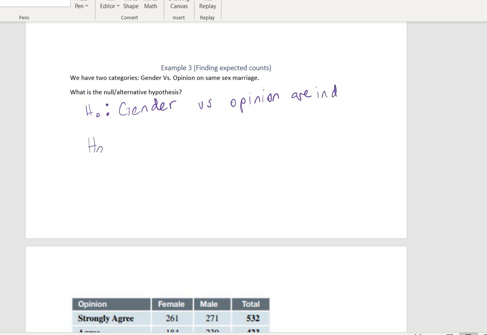Okay, our alternative hypothesis is that they are dependent. The null says that no matter what your gender is, you're going to have similar opinions on same-sex marriage. The alternative is that there is going to be a difference.